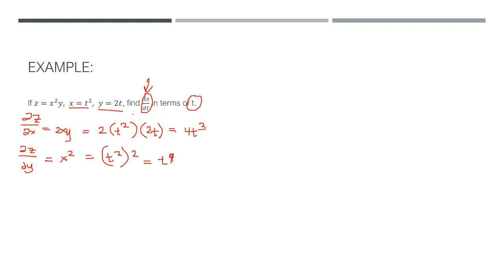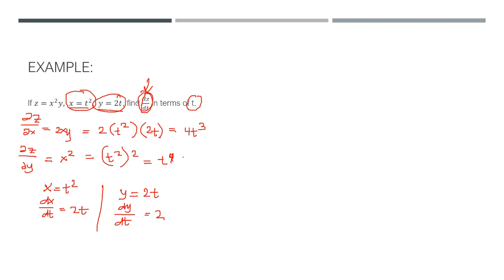Now, we also need to find the derivative of our x and the y. So, as we know, x is equivalent to t squared. So the derivative of x with respect to t is equivalent to 2t. The same goes with y. y is equivalent to 2t. So the derivative of y with respect to t is just equivalent to 2. Now, why do we need to get these derivatives of the x and the y? Because we need to find the total derivative of z with respect to t.